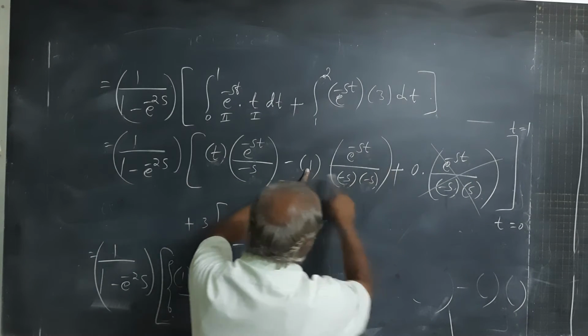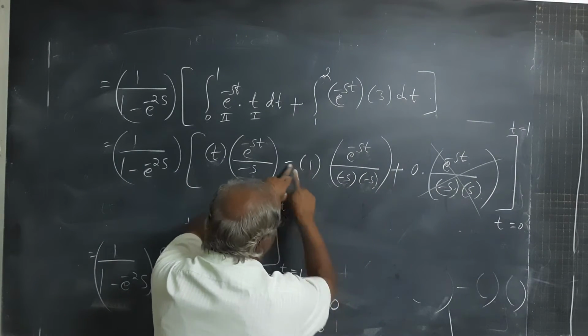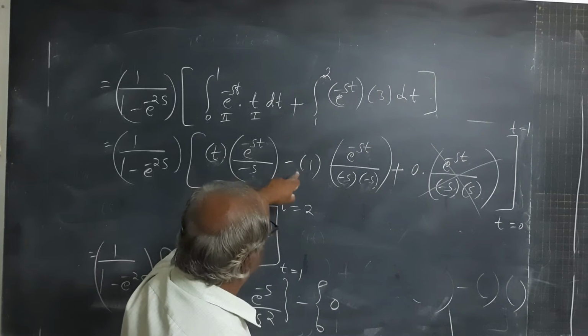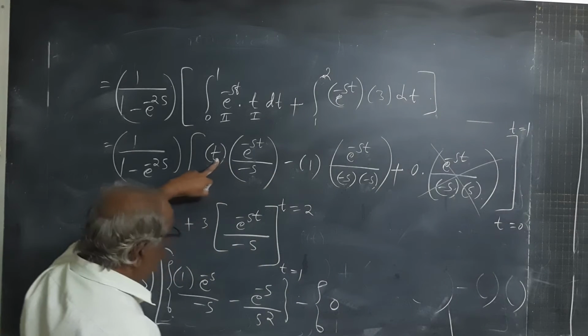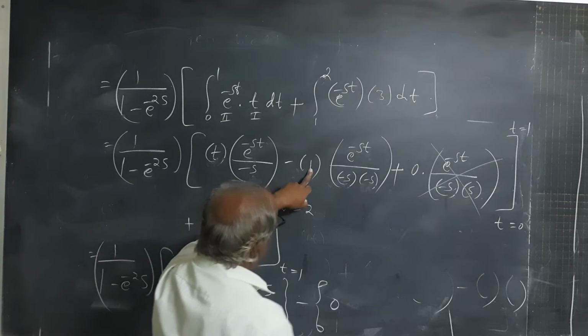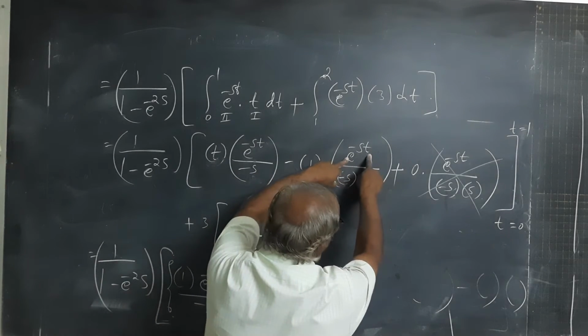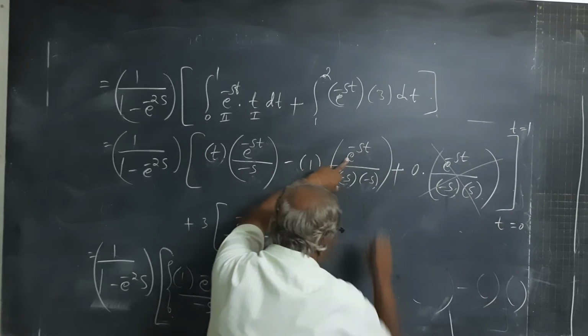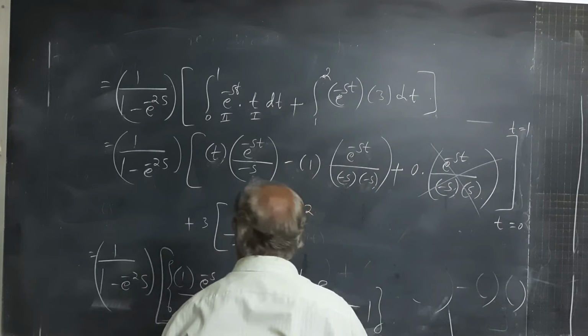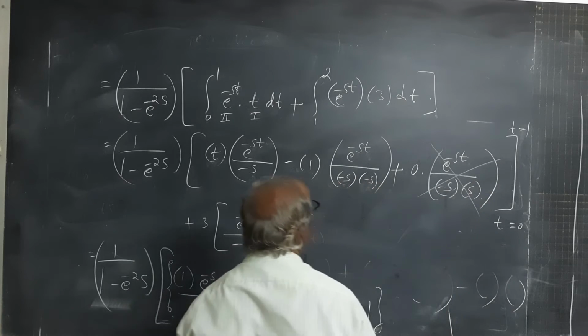Next put t is equal to 3, minus sign, right? Minus. Put t is equal to 0, that is 0. Next the minus sign, that is minus. Put t is equal to 0. When I put t is equal to 0, e to the power minus 0 is 1. So this is about this one, right?